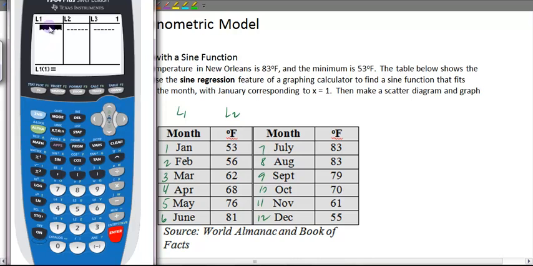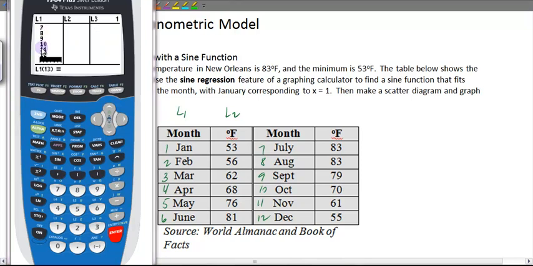So I'm going to go through and enter all of the data under list 1, which is basically the numbers 1 through 12. So I just hit 1, enter, 2, enter, and so forth. I'm going to do that, and then I'm going to pause the video and come back. So I want you to make sure you're doing that too.